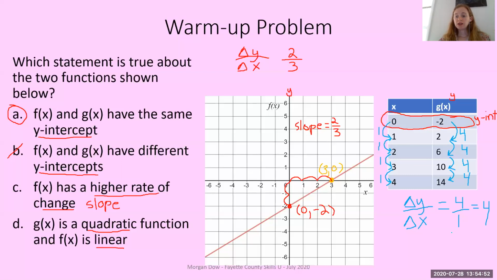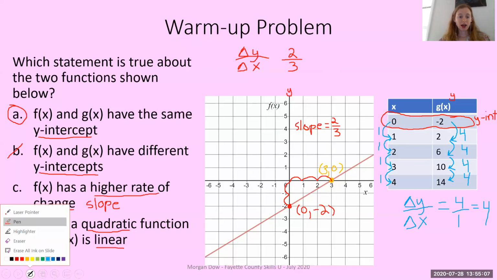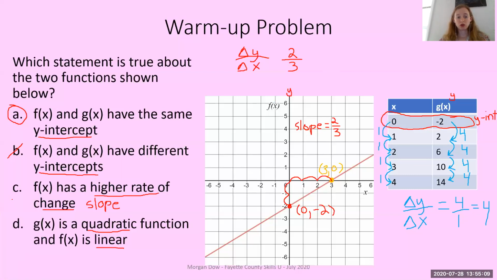So g of x has a slope of 4, f of x has a slope of 2/3. Which one of those numbers is larger? The whole number is larger. 4 is larger. So choice C, which says f of x has a higher rate of change, that is not true. It's g of x that has the higher rate of change, or the higher slope.